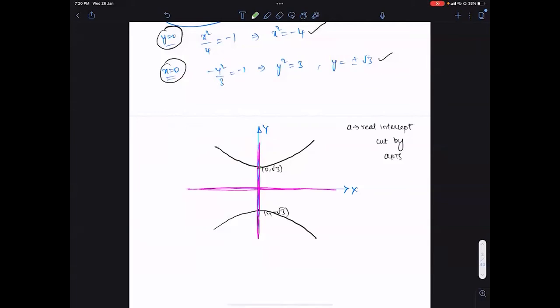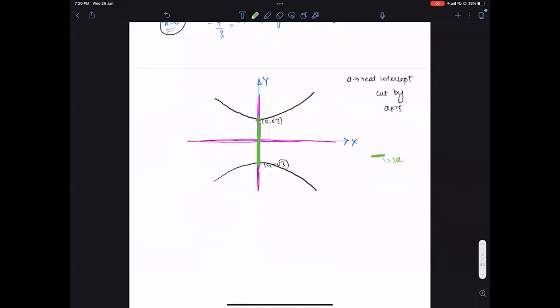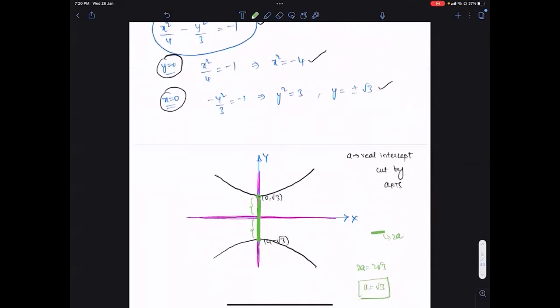Now, the one axis that is cutting the hyperbola is cutting some length, and this length is 2a, that green one. Nothing to remember, whether it is small or larger. You can see here clearly that this is root 3, this is root 3. So your 2a is 2 root 3, or simply a is root 3. Now, once you know a, the other length is b.